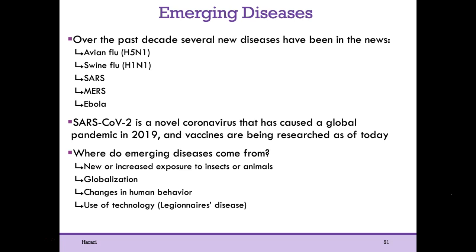So, for example, Legionnaire's disease is a disease that was transmitted through air conditioning ducts. So only because of a technology exposure was there an emerging disease. And of course, there are pathogens that mutate and change their hosts.